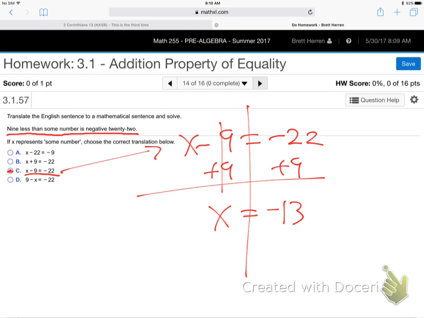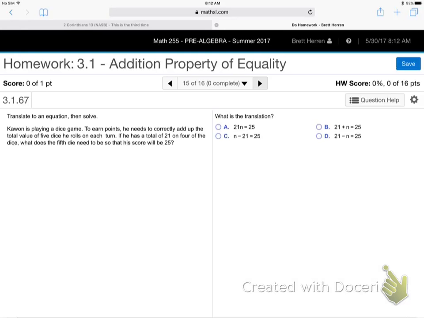All right, so let's try this one. Kawan is playing a dice game. To earn points, he needs to correctly add up the total value of 5 dice he rolls on each turn. If he has a total of 21 on 4 of the dice, what does the 5th die need to be so that his score will be 25?